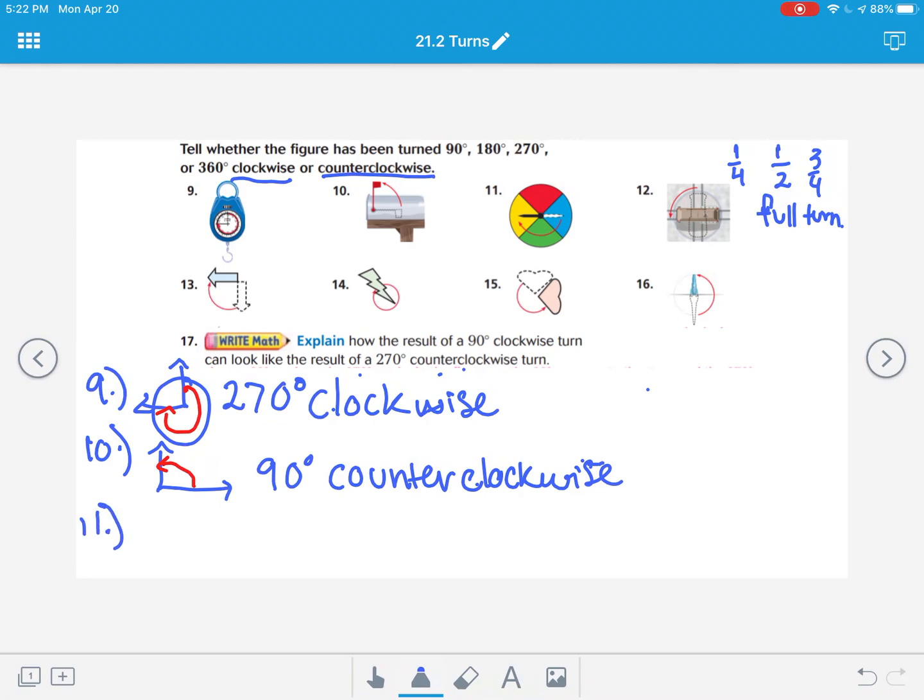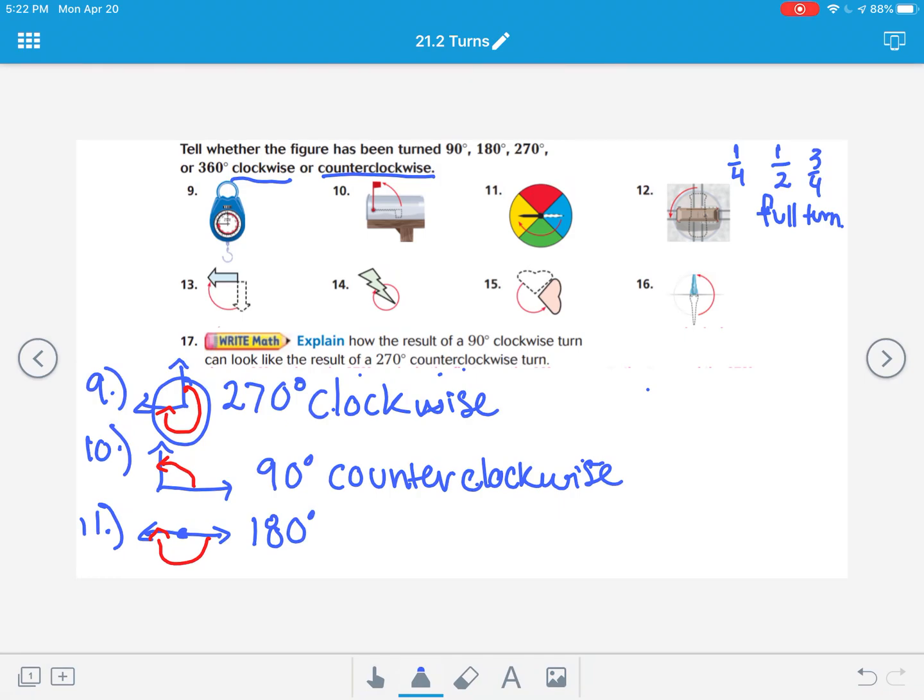Number 11. All right, number 11, I see a spinner, a red, blue, green, and yellow spinner. I'm going to just draw the rays on that spinner. I see that it's starting from the bottom, moving to the left up. That appears to be a half turn. It looks like half a circle when I look at that turn line. Half of a circle's degrees are 180 degrees.